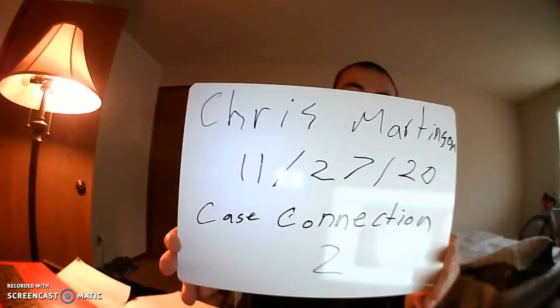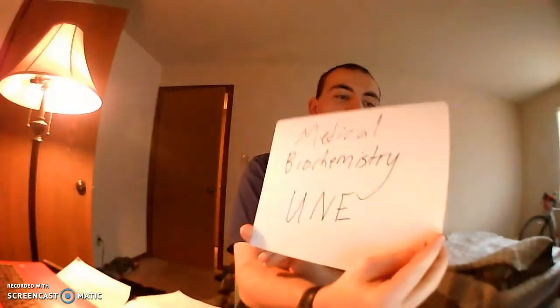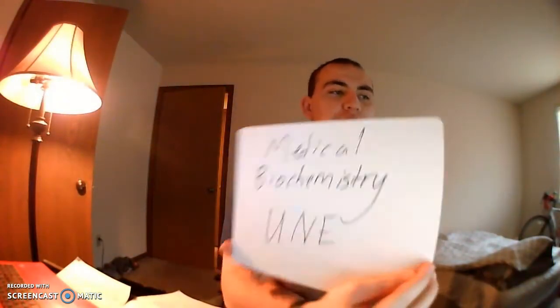Today I'm talking about Case Connection 2 for the UNE Medical Biochemistry course. For this case connection, I decided to pick cases 3 and 4. Case 3 starts off with a 5-year-old boy coming into a pediatric clinic, his mother stating that he has frequent urination, excessive thirst, and he's kind of tired and sickly.